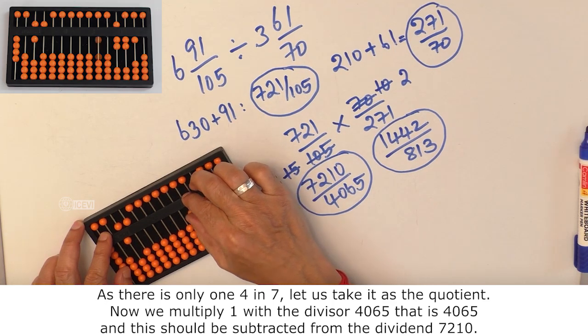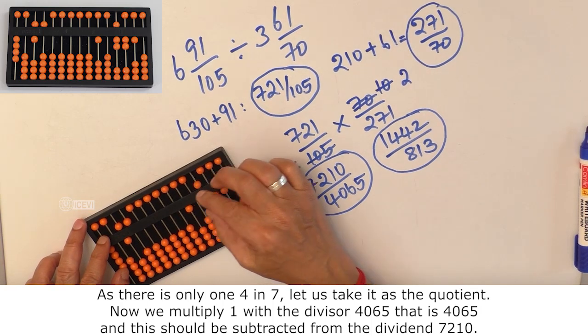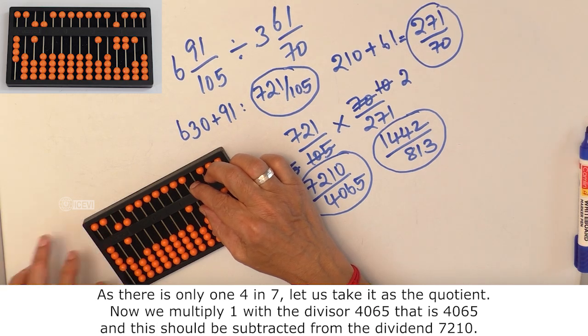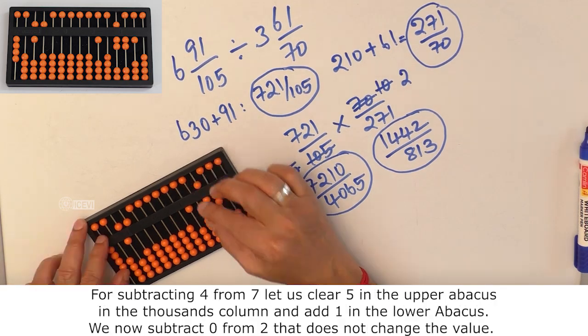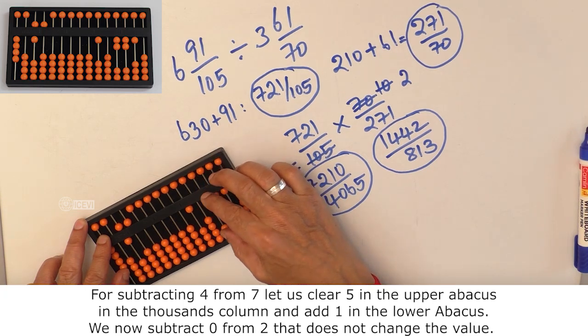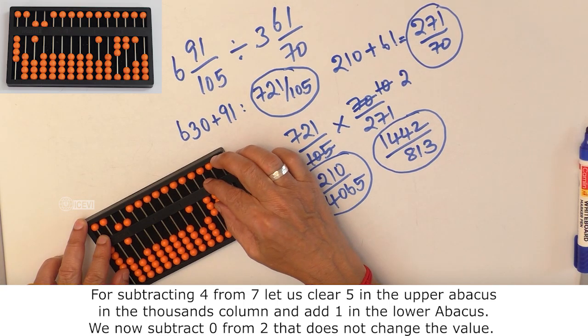Now multiply 1 with the divisor 4065, that is 4065, and this should be subtracted from the dividend 7210. For subtracting 4 from 7, let us clear 5 in the upper abacus in the thousands column and add 1 in the lower abacus. Now we subtract 0 from 2. That does not change the value.